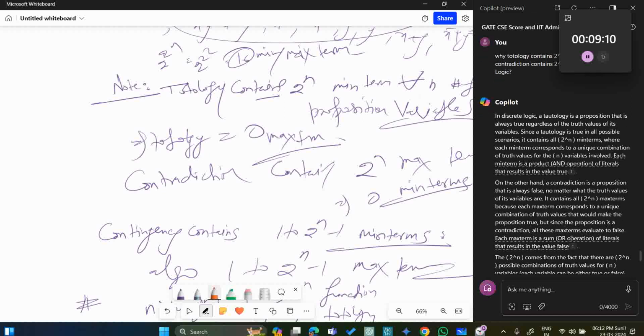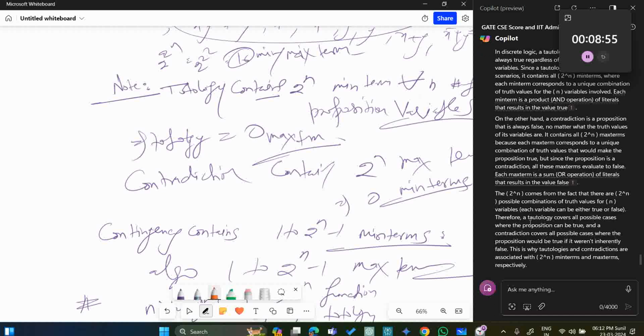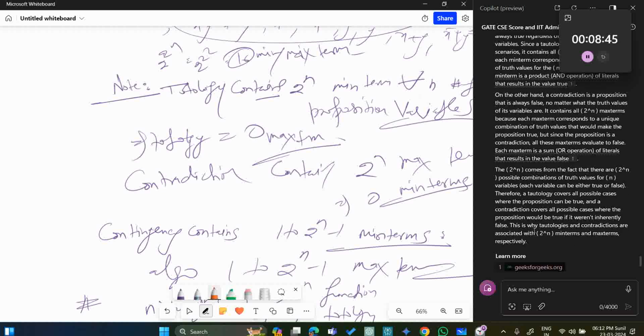Each maxterm is a sum of literals that results in the value false. Given that there are 2 to the power n possible combinations of truth values for n variables, the result can be either true or false. Therefore, a tautology covers all possible cases where a proposition can be true, and a contradiction covers all possible false values.